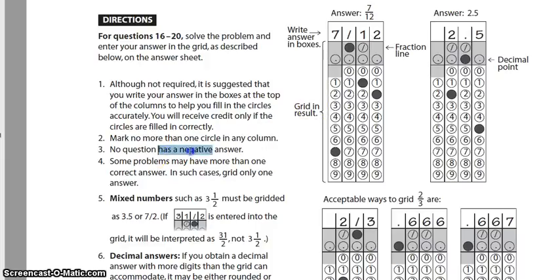No question has a negative answer. That's a great way for students to check their work as they're going through. If they solve a problem and get a negative, they know they messed something up. They're all going to be positive. Some problems have more than one correct answer. So I'm going to skip over 5 and jump down to 6.